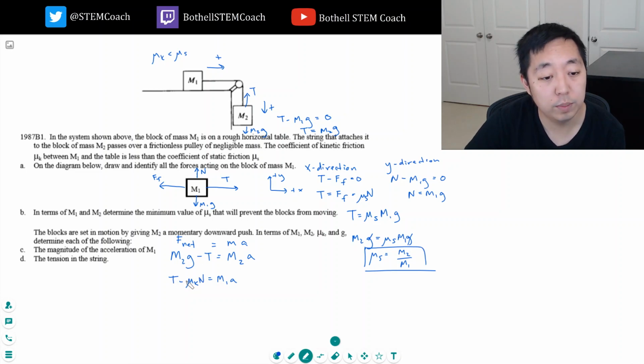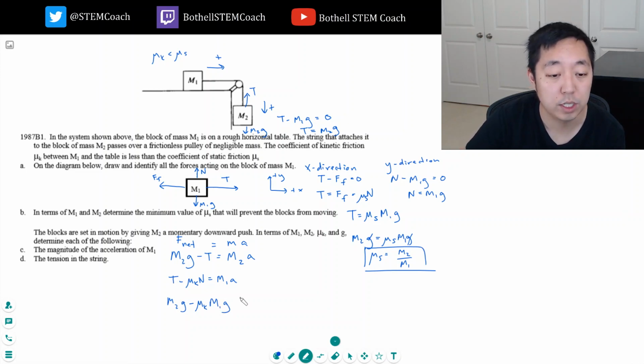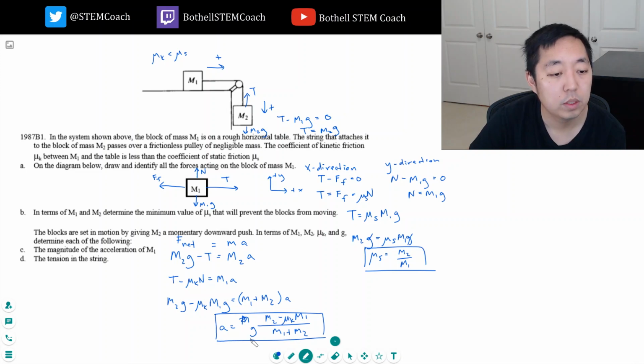Okay, so now I can solve for A by getting rid of T, right? I can add these two equations together. However you want to do it, you can solve for T and plug it into here. I'm going to add these two. The T's will cancel when I add, so I get M2G minus mu K times the normal force, which is M1G. The normal force for this block we decided was M1G, because nothing's changed in the vertical direction. That equals M1 plus M2 times A. And so A would then equal all of this divided by M1 plus M2. I'm going to factor out a G on the top, and I get A equals G times M2 minus mu K M1 over M1 plus M2. So that's the acceleration.